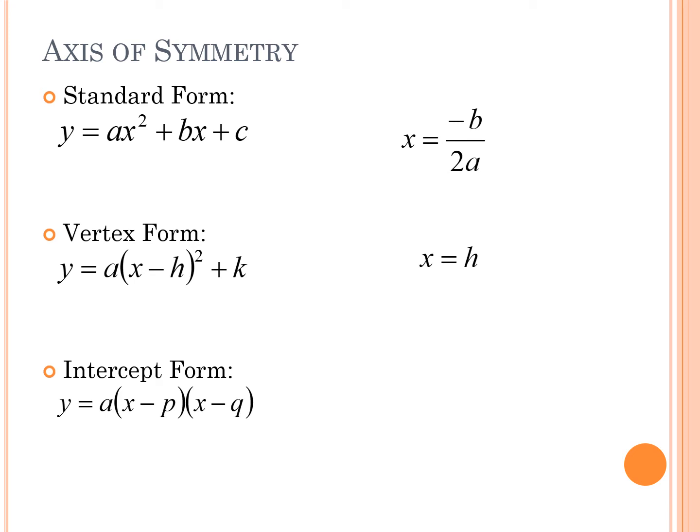negative b over 2a. For vertex form, it's going to always go through the vertex. And so the axis of symmetry is just going to be the vertical line x equals, and then whatever the x coordinate is of the vertex. So in this case, it's our h, so almost the opposite number that you see inside those parentheses. And that's how you get it if it's in vertex form.